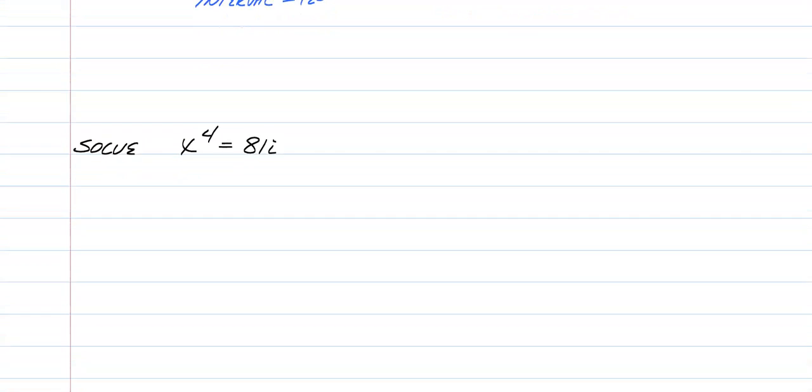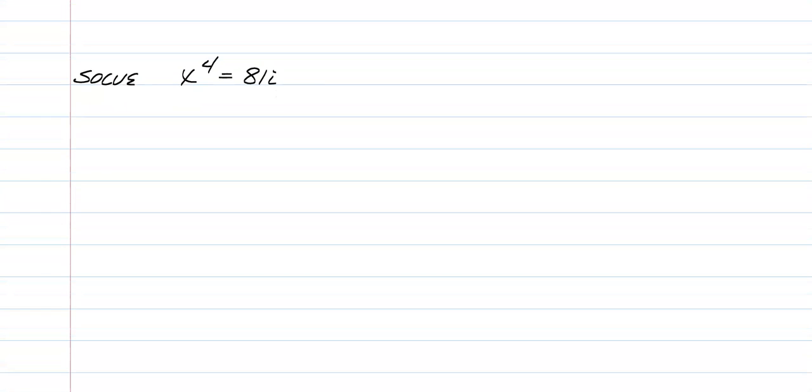In this next example, we're going to solve for x, which is the same as the previous type of question, just written a little differently. If we were to solve for x, we would be taking the fourth root of both sides. So what we're doing here is taking the fourth root of 81i. To start, you do the same thing: start by graphing. If you would like, pause the video and see if you can handle this one on your own. If not, here we go.